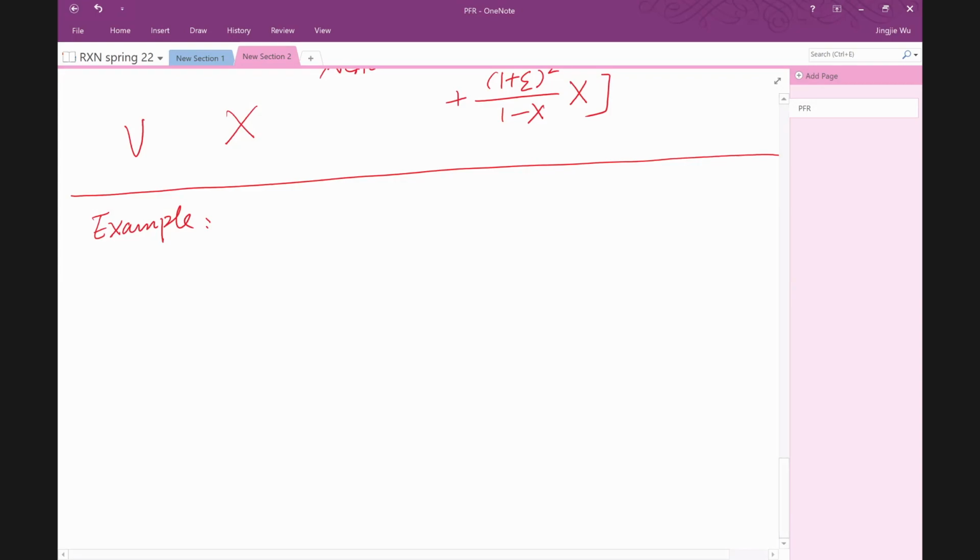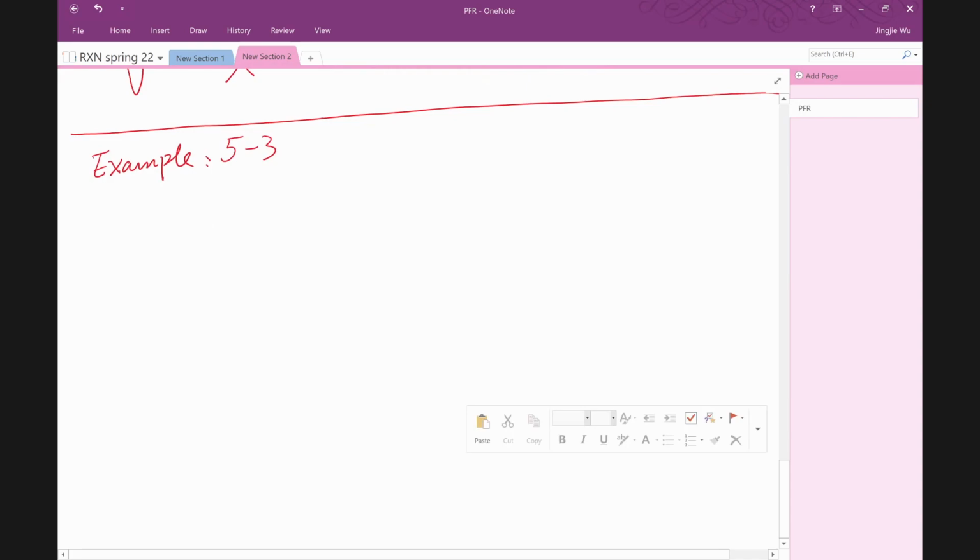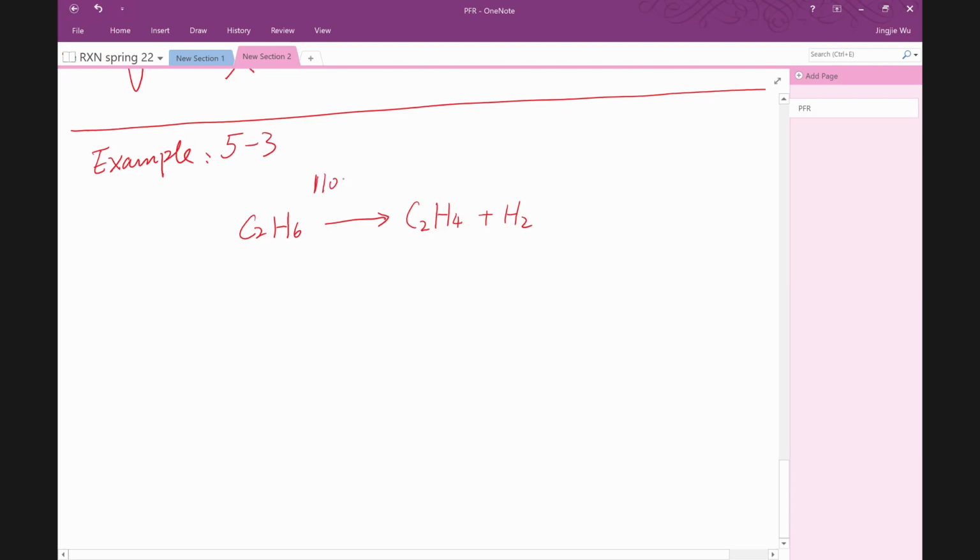So today we are talking about producing ethylene by cracking, okay? This happens in a PFR and at high temperature, okay? At high temperature, so for example, in our example, this reaction happens at 1,100 K.